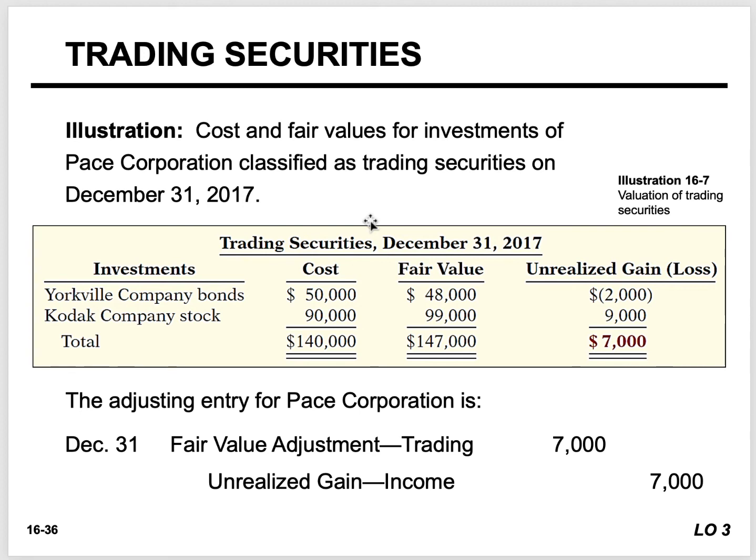We compare the difference between the two. In other words, we net out the unrealized gains or losses from all the investments that we hold. So we see that we have a total change of $7,000. We have an unrealized gain of $7,000. What's the adjusting entry? Well, I need to record the adjusting entry. To do that, I'm going to debit fair value adjustment trading account, and I'm going to credit unrealized gain income for $7,000. Okay.